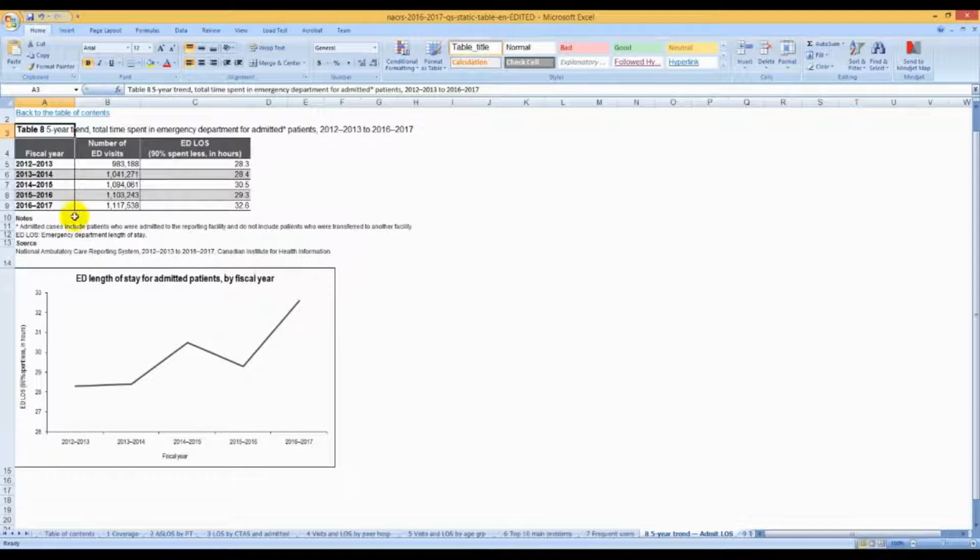And here for table 8, there is a 5-year trend of total time spent in the emergency department for admitted patients only. So here we pay attention: this chart or table only focuses on admitted patients. If you trace back five fiscal years from 2012 to 2016, here are the numbers, and we can see it's increasing, and the NACRS percentile is also increasing for admitted patients only. This is the chart.